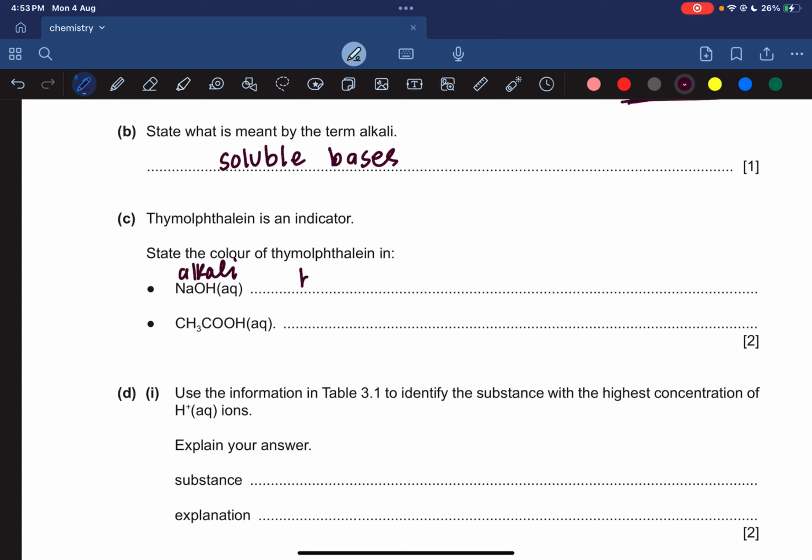So it's going to be blue because thymolphthalein is blue in alkali, and in acid, which is ethanoic acid, it's going to be colorless. I hope that's correct.